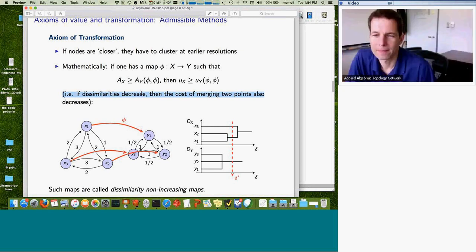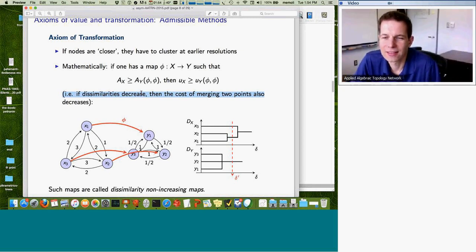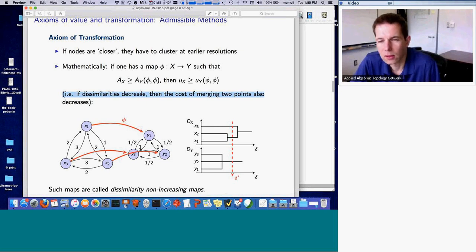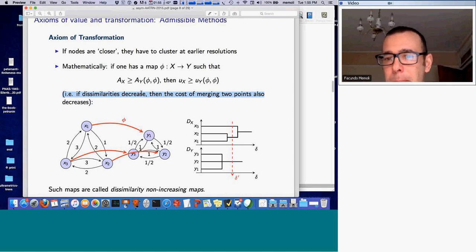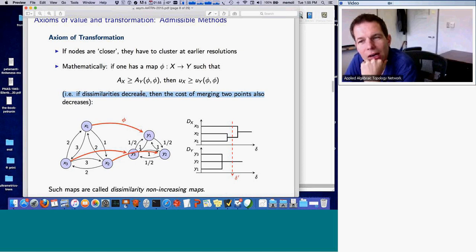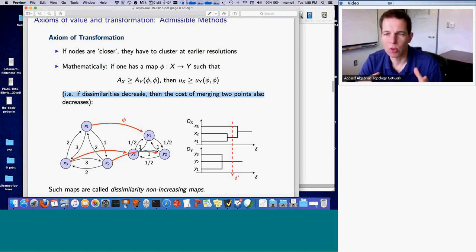Any others? So you can also tell me about the axiom of locality. I mean, you don't necessarily want that, because if you have a subnetwork, there's maybe only so much you can do for clustering. But if you know something else, you may necessarily use that information.